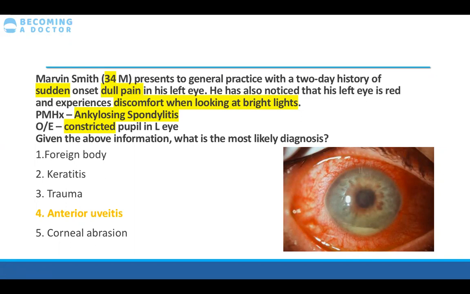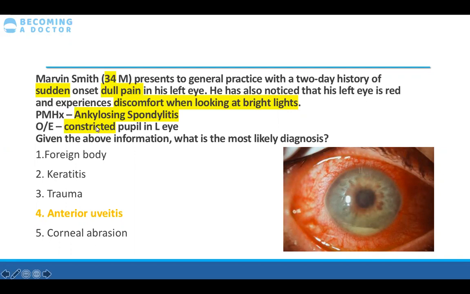So anterior uveitis, one thing to know is that the risk factor is conditions related to HLA-B27. And this person, Marvin Smith, has ankylosing spondylitis. And you typically would see that in someone who's 34, a young male, who presents with back pain. Talking particularly about the eye, you see a sudden onset of dull pain, and you get discomfort when looking at bright lights. So basically photophobia.